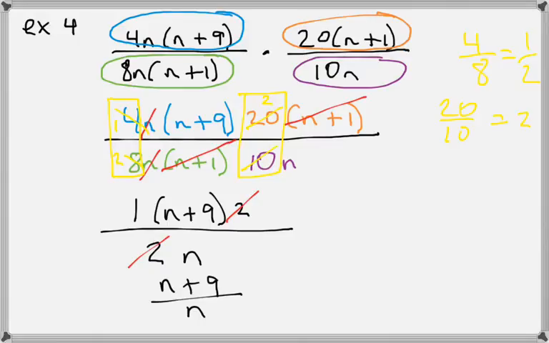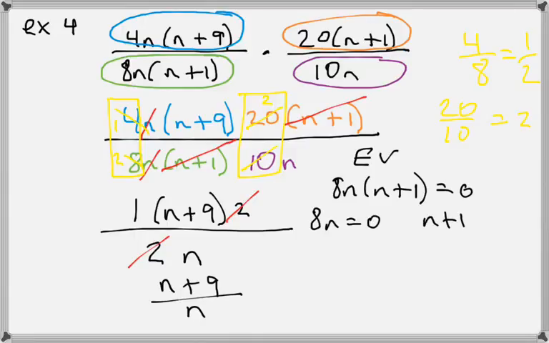Now I still have to find my excluded values, so that means I have to set all of my original denominators equal to 0. So my excluded values, first I'm going to check the 8n times the n plus 1 equal to 0. So here I have two things being multiplied together to equal 0. So I set the 8n equal to 0, and I set the n plus 1 equal to 0, and solve from there.